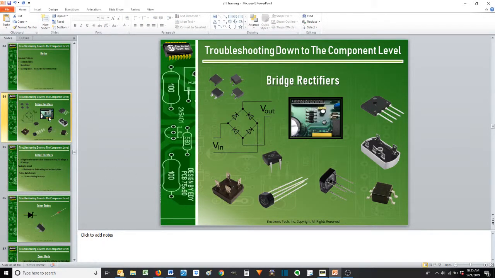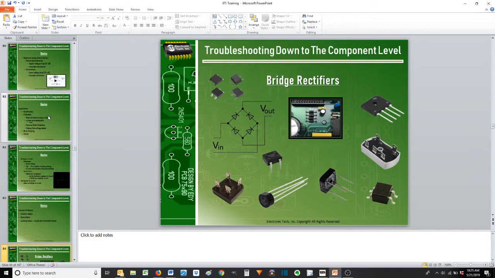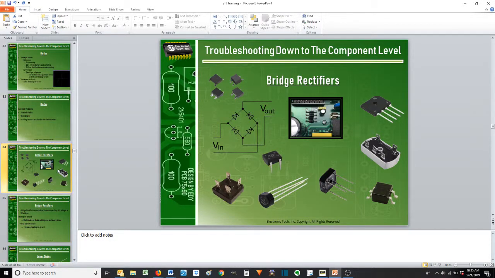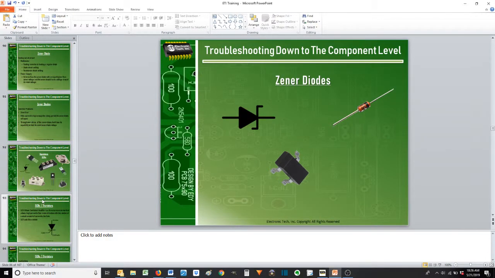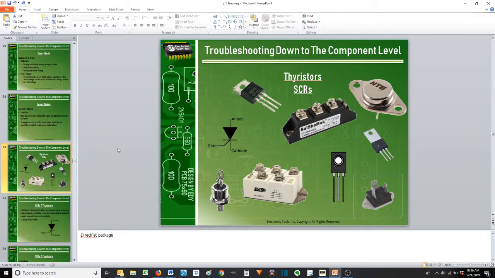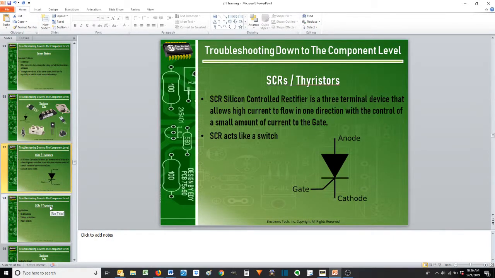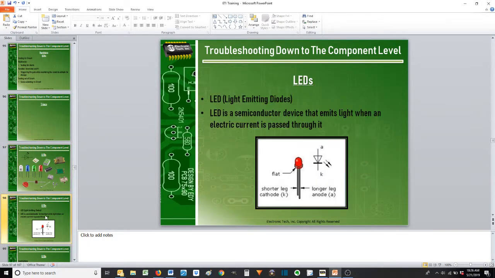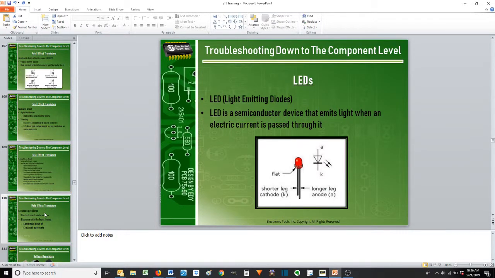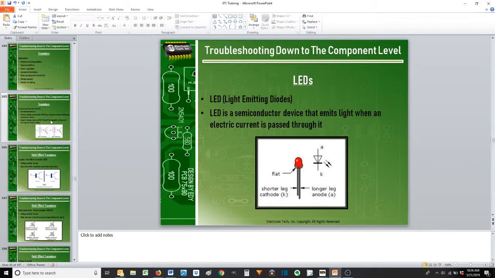So I'll work my way down, building the foundation and building up. As you can see, with a diode, you can see it goes up. You see four diodes in the bridge rectifier. You'll see different packages of it, and then into zeners and thyristors, SCRs, right? People call them different names, but they're basically the same thing. Then thyristors, LEDs. So basically, this is the format of it, and how to test it.